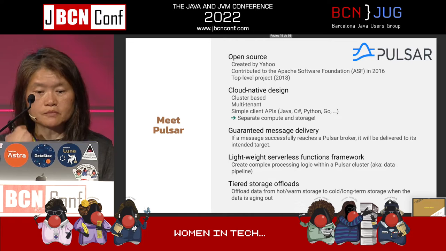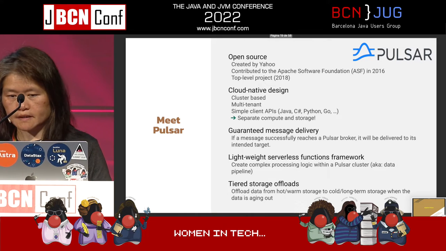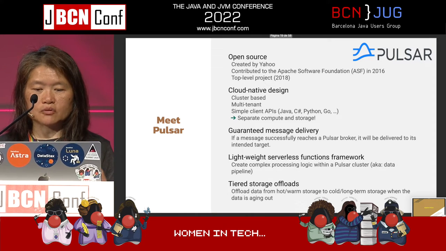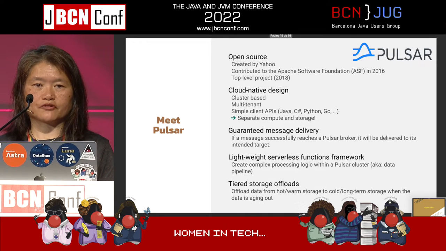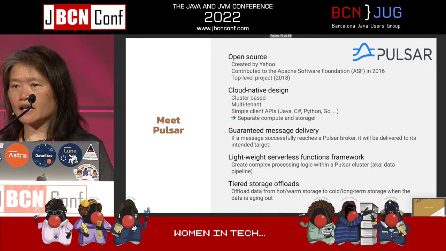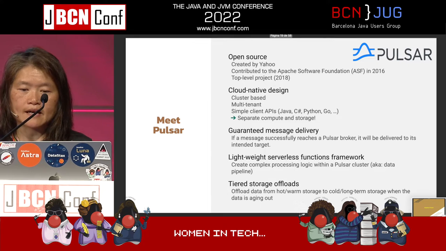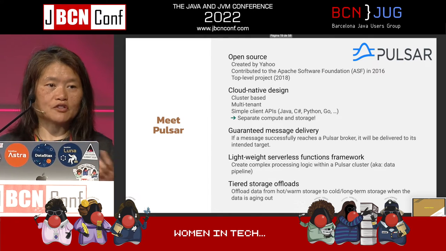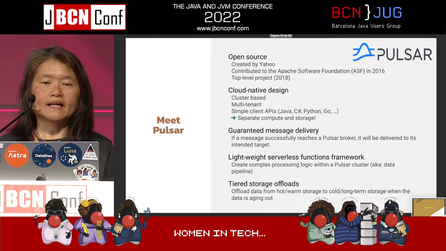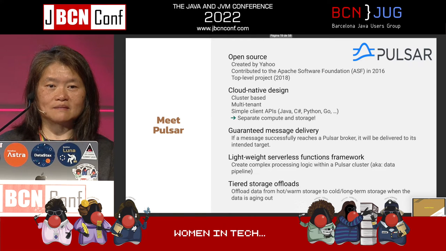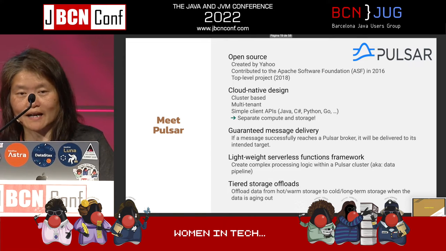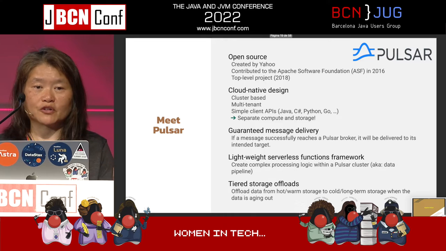Now, because Pulsar is a pub/sub message delivery system, it guarantees message delivery too. That's very important in any kind of asynchronous messaging system. So it has these QoS levels, if you're familiar with quality of service. It also has deliver-once messages, or deliver one or more times, or fire and forget type of delivery.